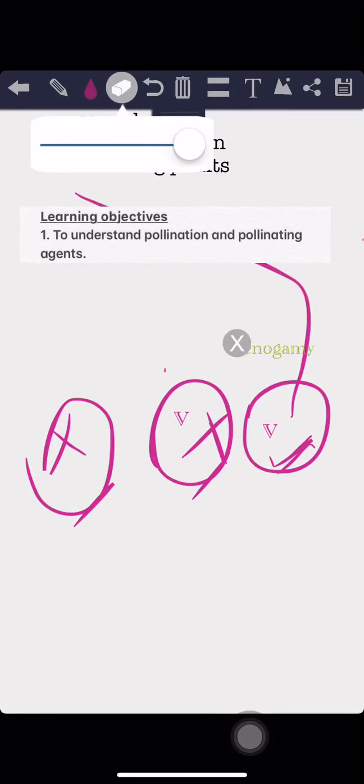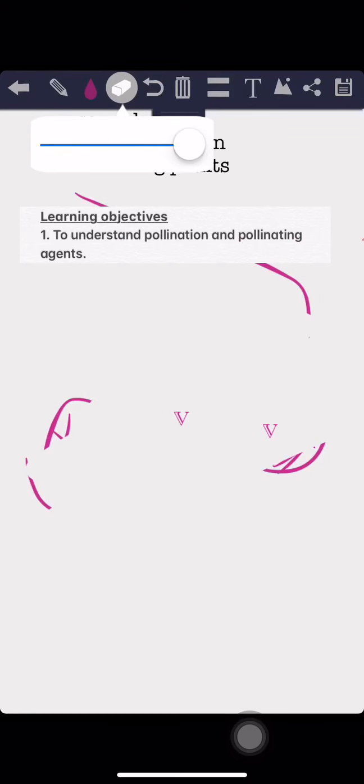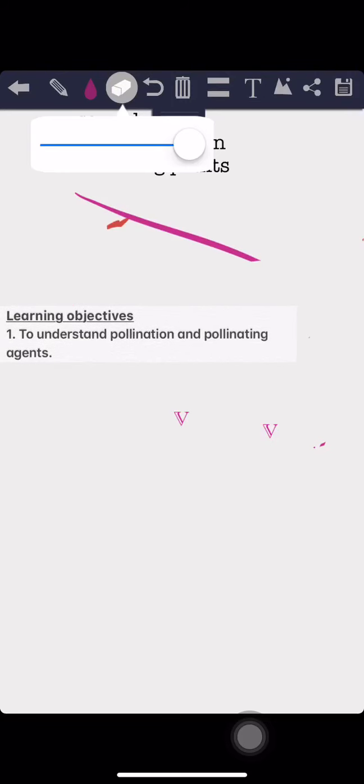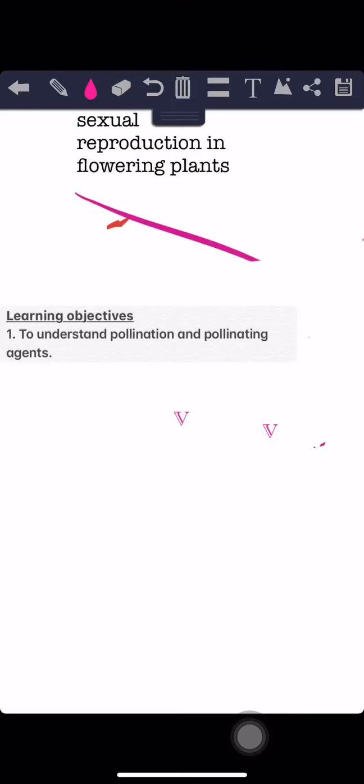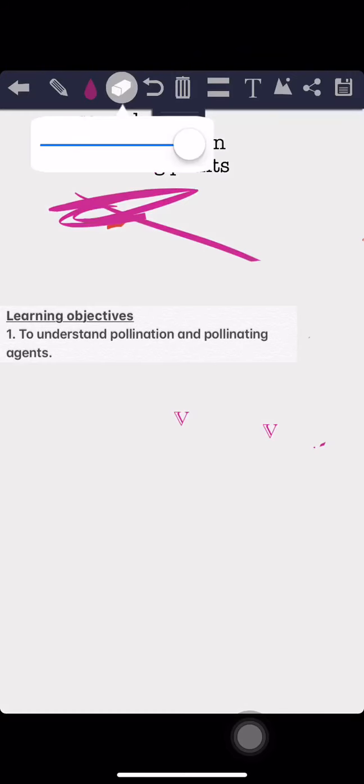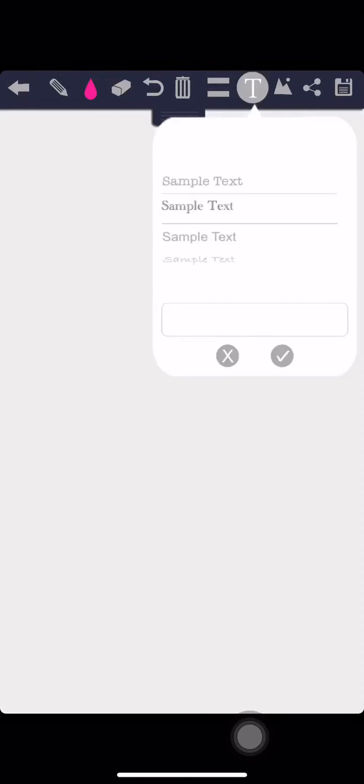Now, next comes our next topic, that is different pollinating agents. But before that, we need to study what is inbreeding depression.